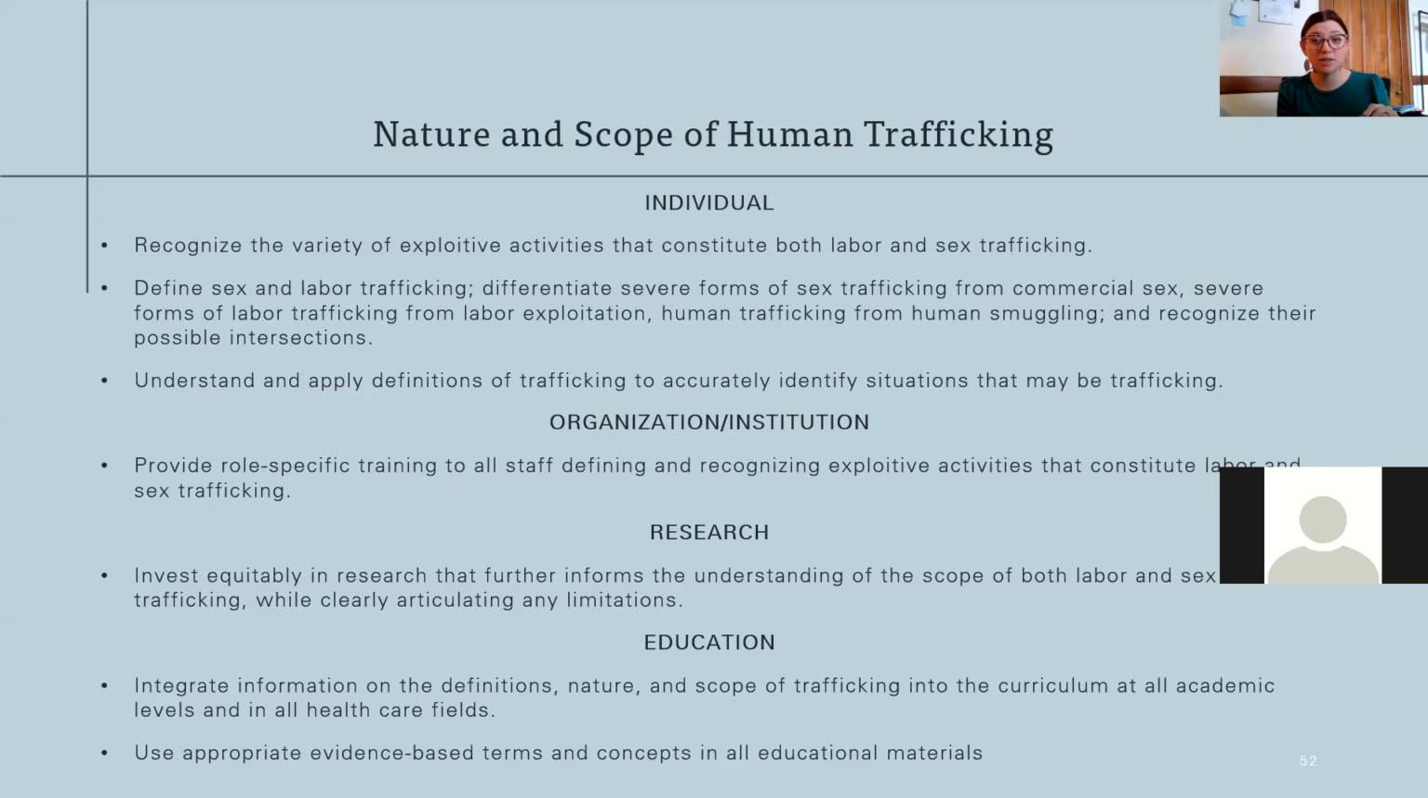Where are we confusing that? What is the big factor there? It's consent, folks. And the severe forms of labor trafficking from labor exploitation. There is a difference between trafficking and exploitation. It's not huge, but there is one. And human trafficking from human smuggling, talked about that earlier, and recognizing the possible intersections.